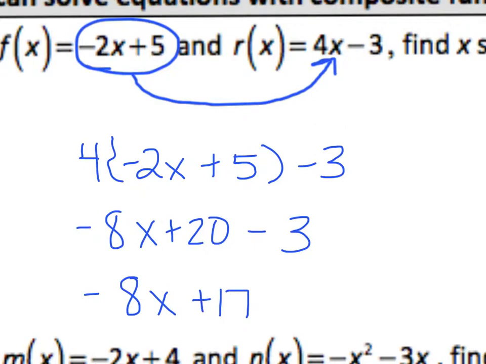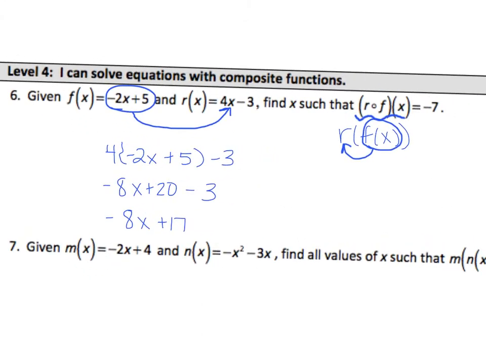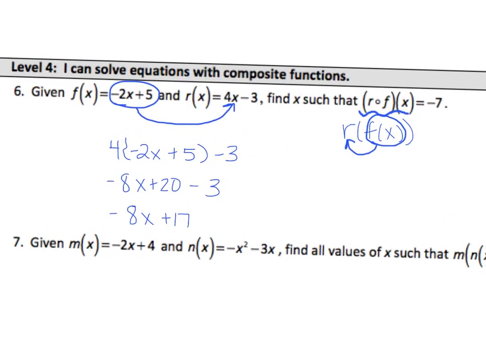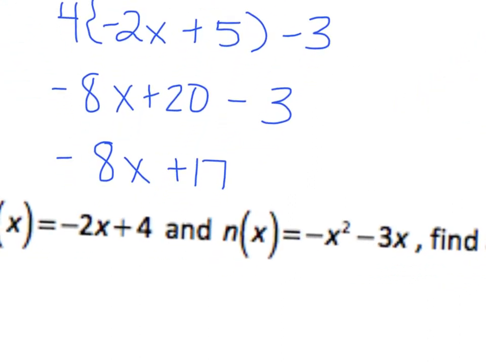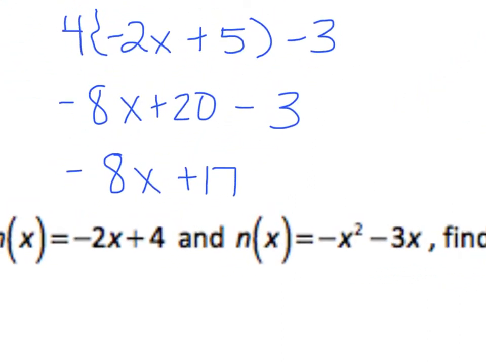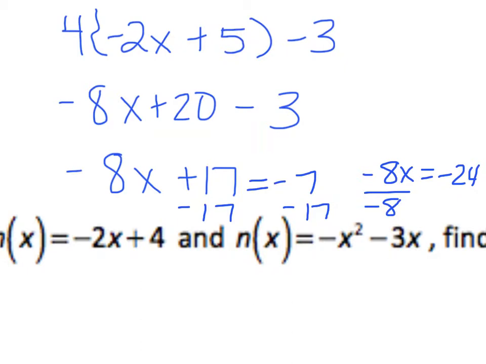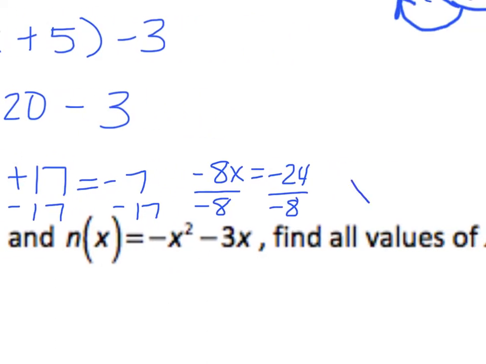Okay, so now that I have my simplified expression, my problem asked me to find out what the value of x is when it equaled negative 7. So all you're going to do is set this equal to negative 7, and you're going to solve it, just like you normally would. Subtract 17 from both sides. Negative 8x equals negative 24. Divide both sides by negative 8. X is going to equal 3.